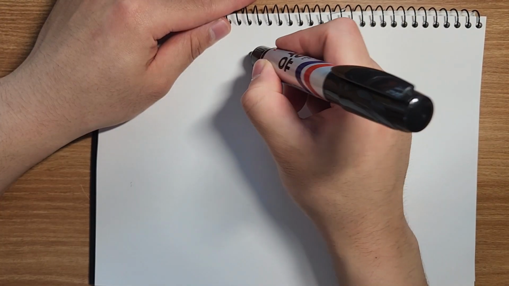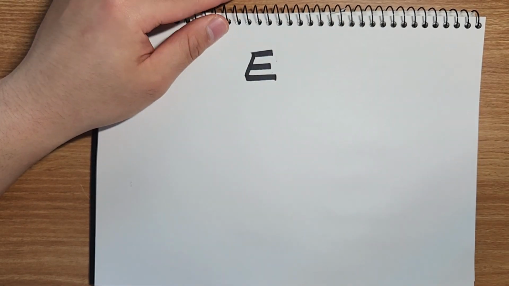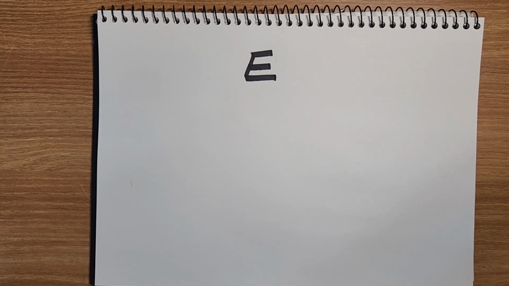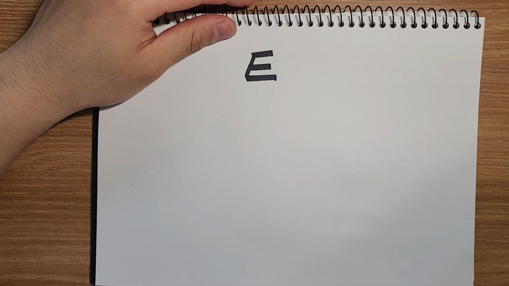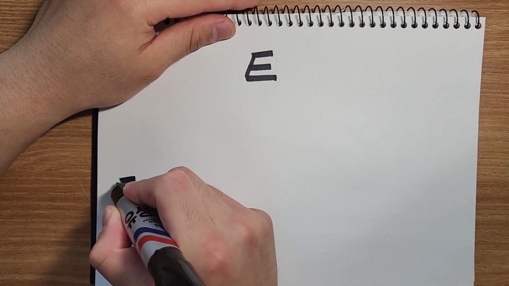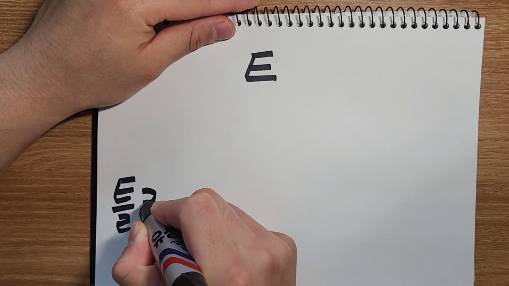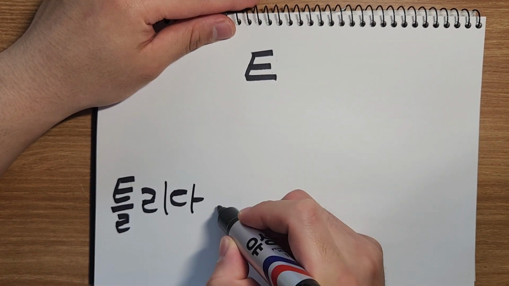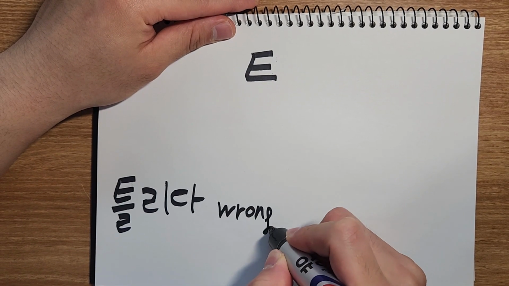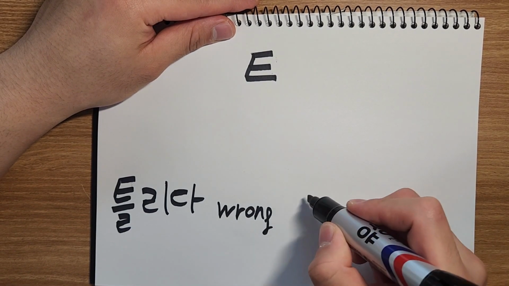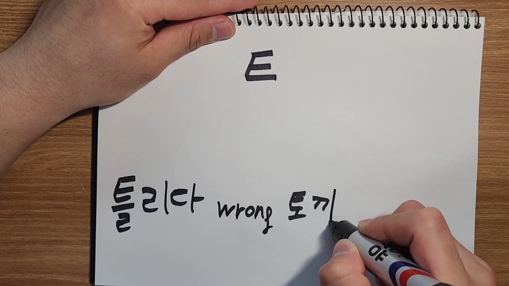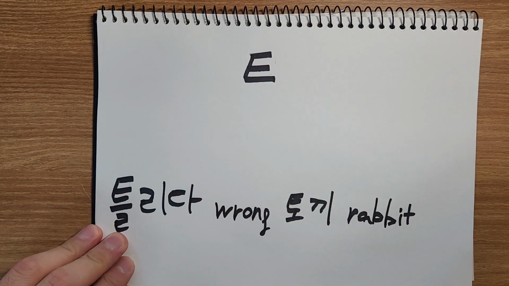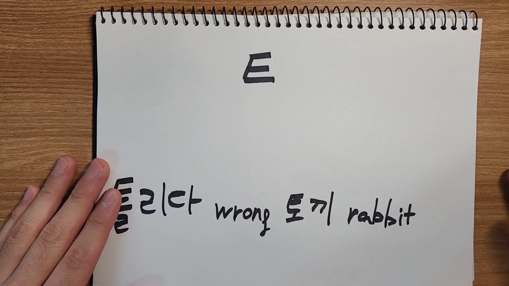And then there is 티귿. This sounds quite similar to the English T sound. So there are 틀리다, which means wrong, and 토끼, which means rabbit. 티귿 sounds similar to English T.